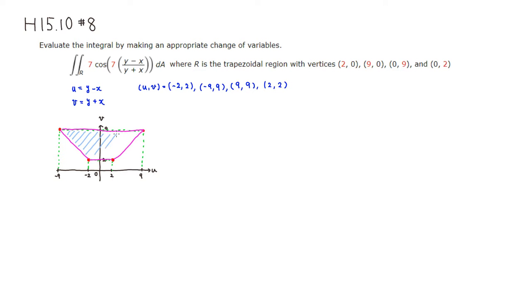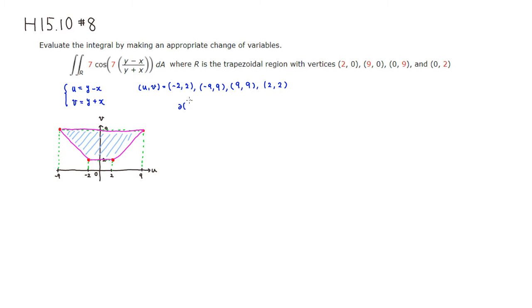So let's set up the integral here. The integral is going to be equal to, we put the double integral here. Oh, I forgot to do the Jacobian, so let's do the Jacobian first. Since these equations are written u equals and v equals, I'm going to find the reciprocal of the Jacobian that we want.